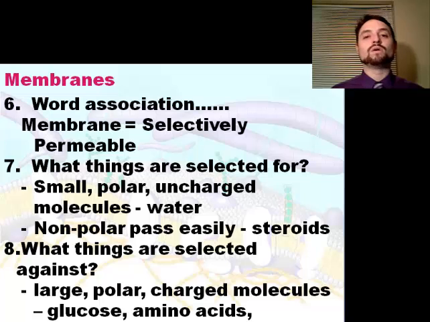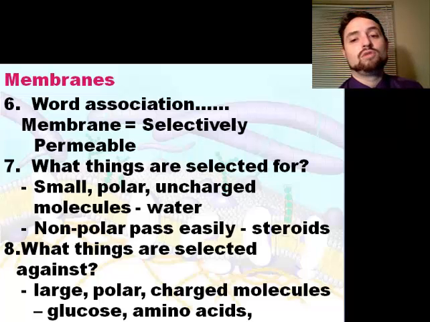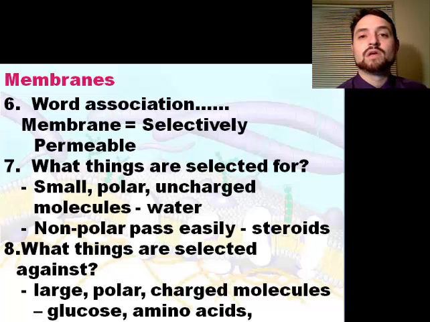What things are selected for? Well, if you're small, if you're polar, if you're uncharged molecules, like water, you'll pass through. And I know that's weird, but we'll even talk about some ways water passes through. They actually use aquaporins as well, more often than just passing straight through the membrane. And then if you're nonpolar, you pass easily, like steroids. If you're small and nonpolar, you'll pass right through that membrane, no problem. If you're small and polar and uncharged, you can get through there sometimes, but it's a little bit harder.